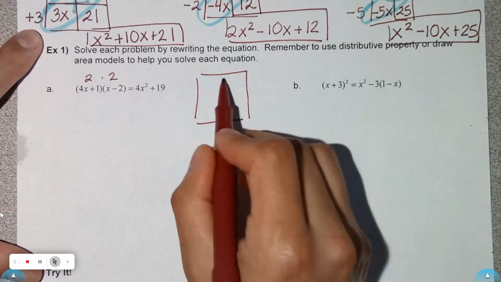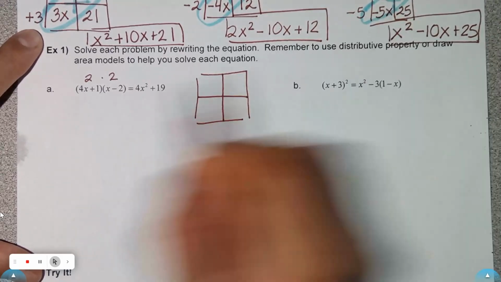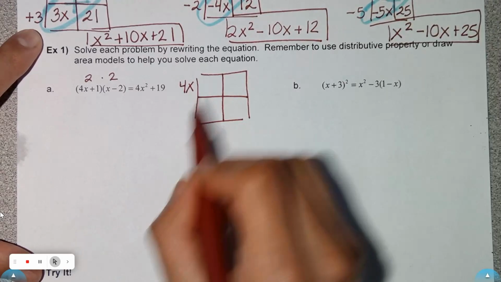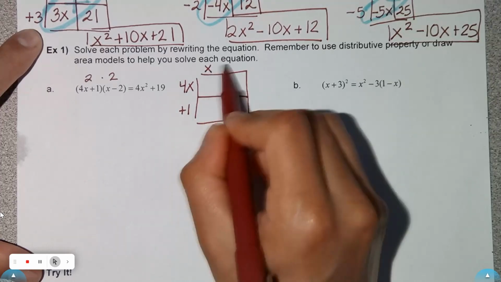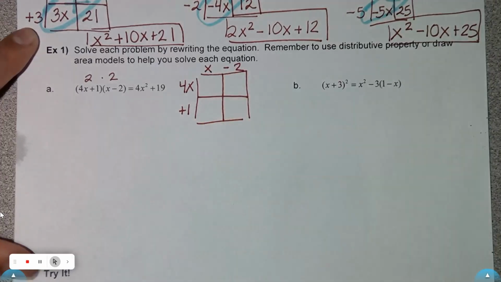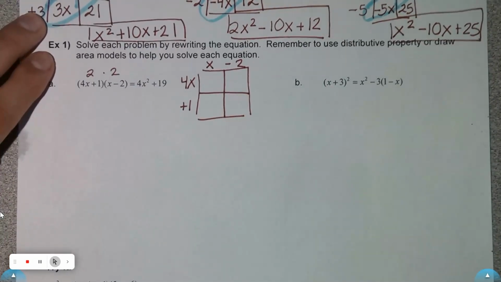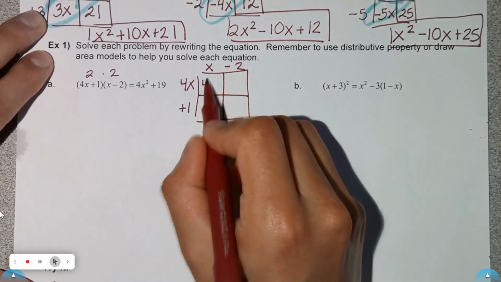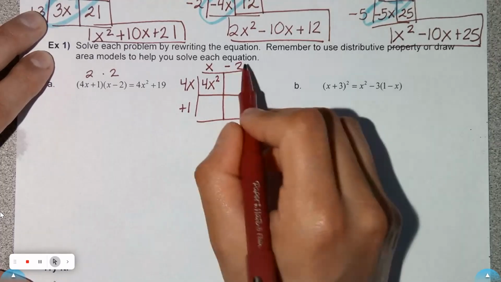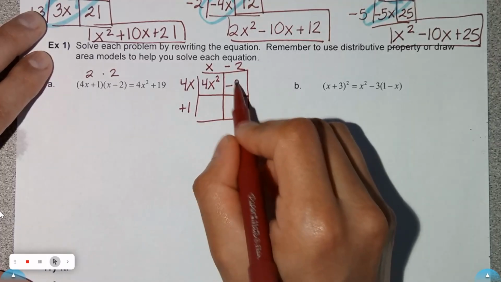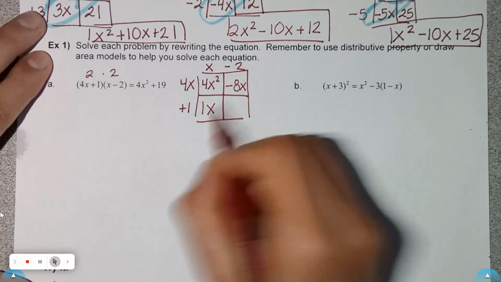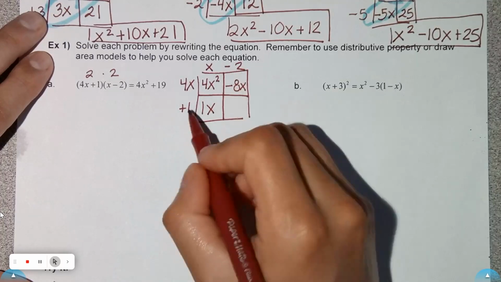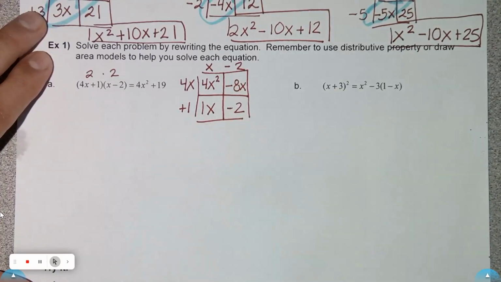So I'm going to do the box over here. So I have the 4x plus 1. Remember, keep the plus in front of the second number. And then I have the x minus 2. So 4x times x is 4x squared. Negative 2 times 4x is negative 8x. X times 1 is 1x. And then negative 2 times 1 is negative 2.